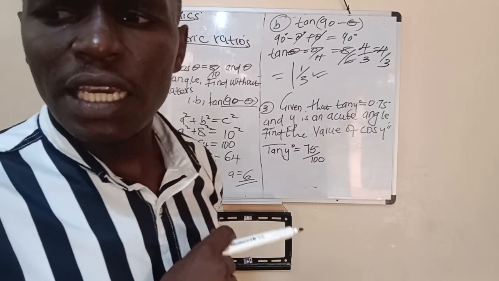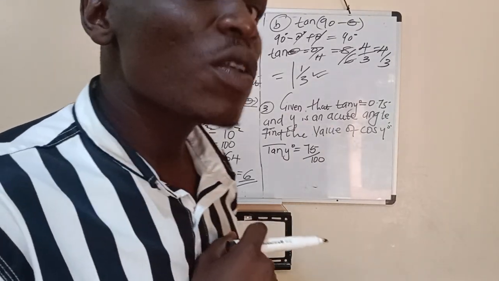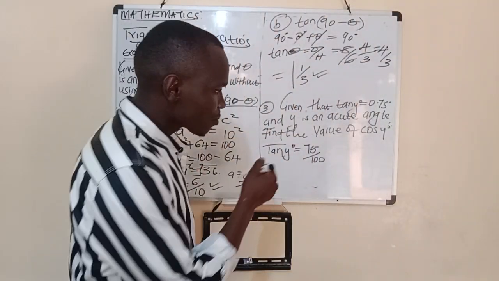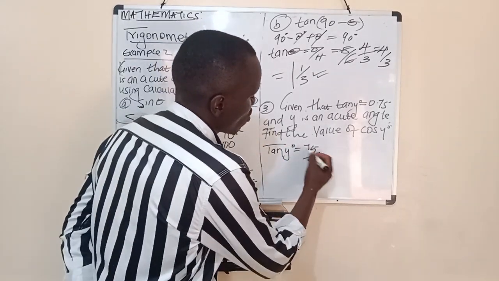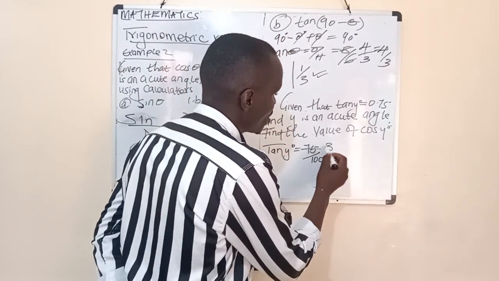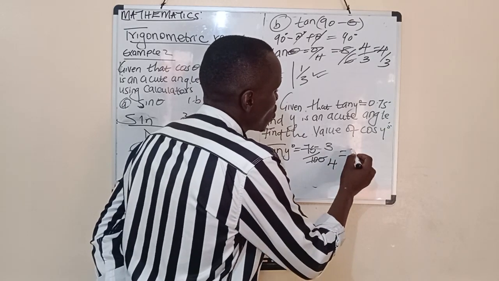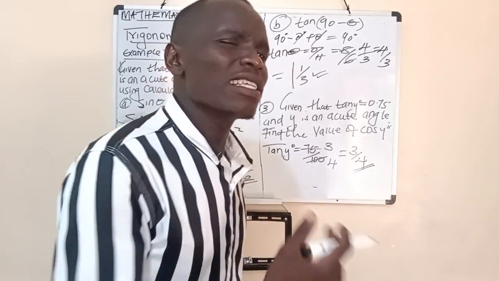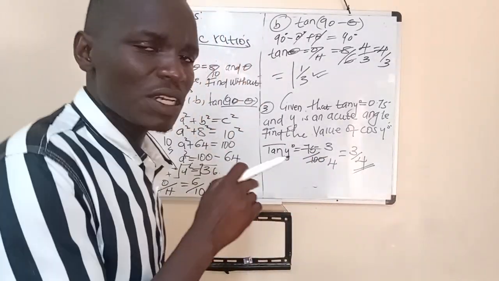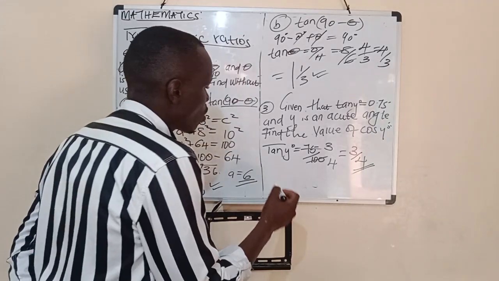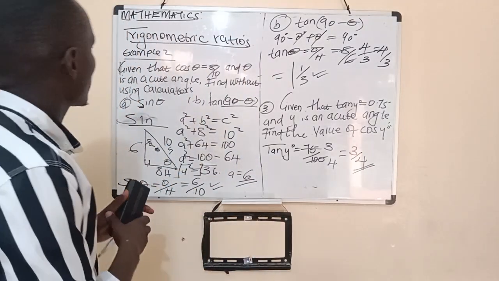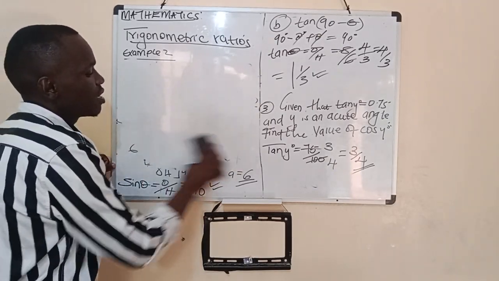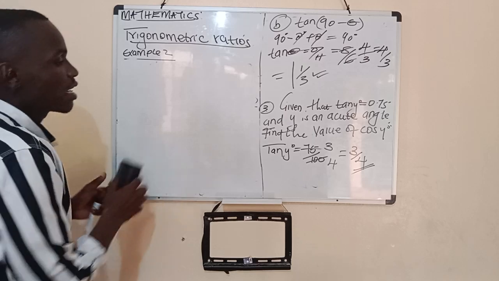Again, it is still wise if we simplify. If we simplify here, we divide by 25: 3, and by 25: 4. So our tan is 3 over 4. So this one again is giving us a blueprint of what is happening here. So let us draw our previous triangle and see how we can use the tan that has been given to us to get the value.